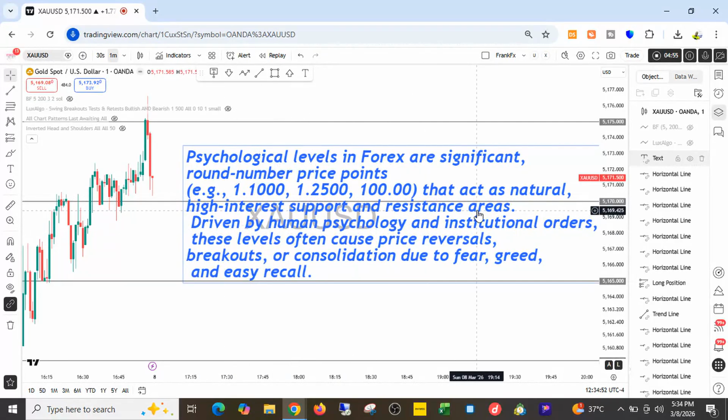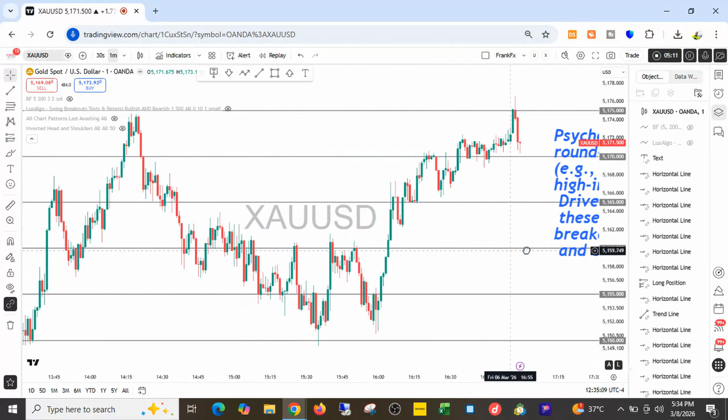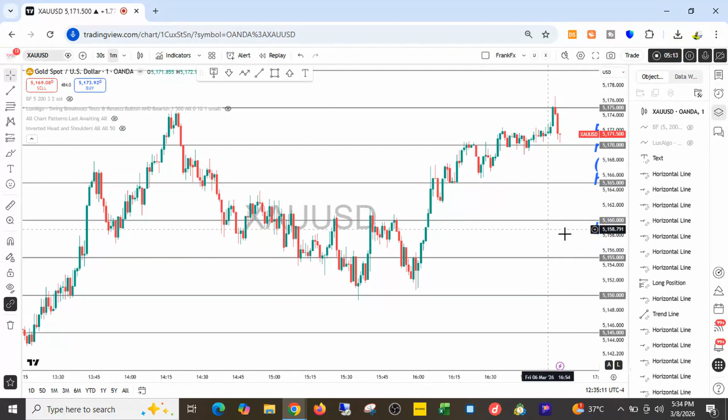A whole number. Just make sure that you understand this, a significant round whole number. So now that we understand what a psychological level is, this is why we are plotting it. If you look at here, we plot what? Gold usually has a difference of what?